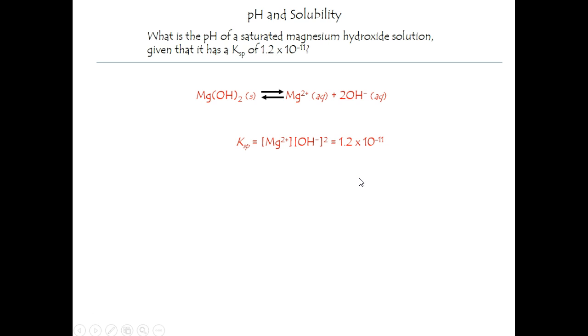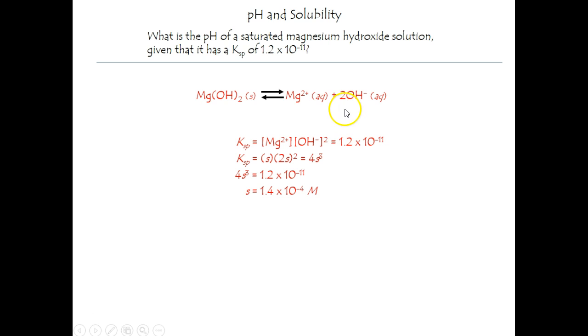So let's see. The KSP must be equal to S times (2S) quantity squared, recognizing that we form 2 of these for every one of those. S must be equal to the cube root of one quarter of the KSP. So 4S cubed is 1.2 times 10 to the negative 11th. S is 1.4 times 10 to the negative 4th. That is the concentration of S.